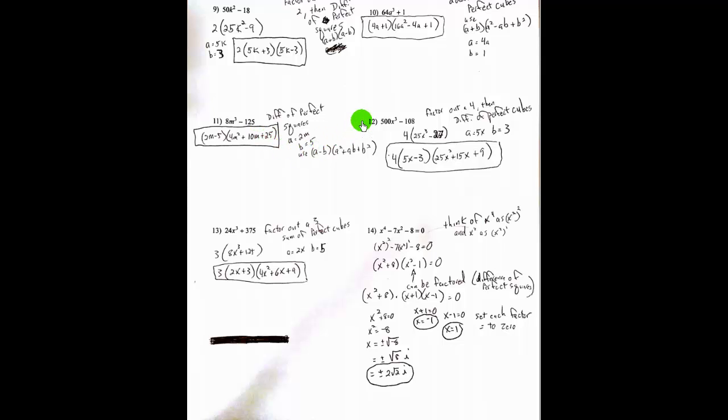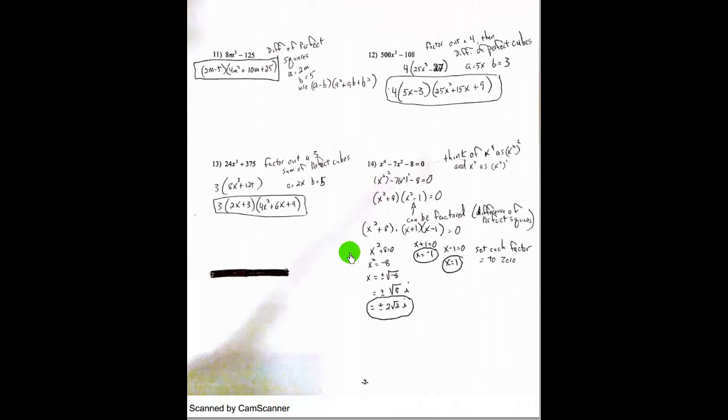For number 12, you're going to factor 4 out of each term. Then you have the difference of perfect cubes, where a equals 5x, b equals 3. Substituting those into the general equation, you get 4 that you factored out times the quantity 5x minus 3 times 25x squared plus 15x plus 9.